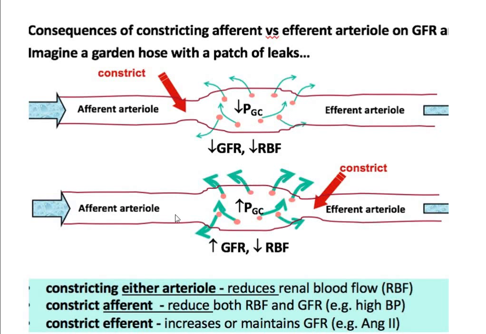The second condition is when the afferent arteriole is working fine, there's no constriction here, but the efferent arteriole is constricted. In that condition, the area prior to this constriction will have a lot of fluid inside, there'll be an increase in pressure there, and increased hydrostatic pressure, leading to an increase in glomerular filtration rate, but renal blood flow is going to decrease in both conditions.